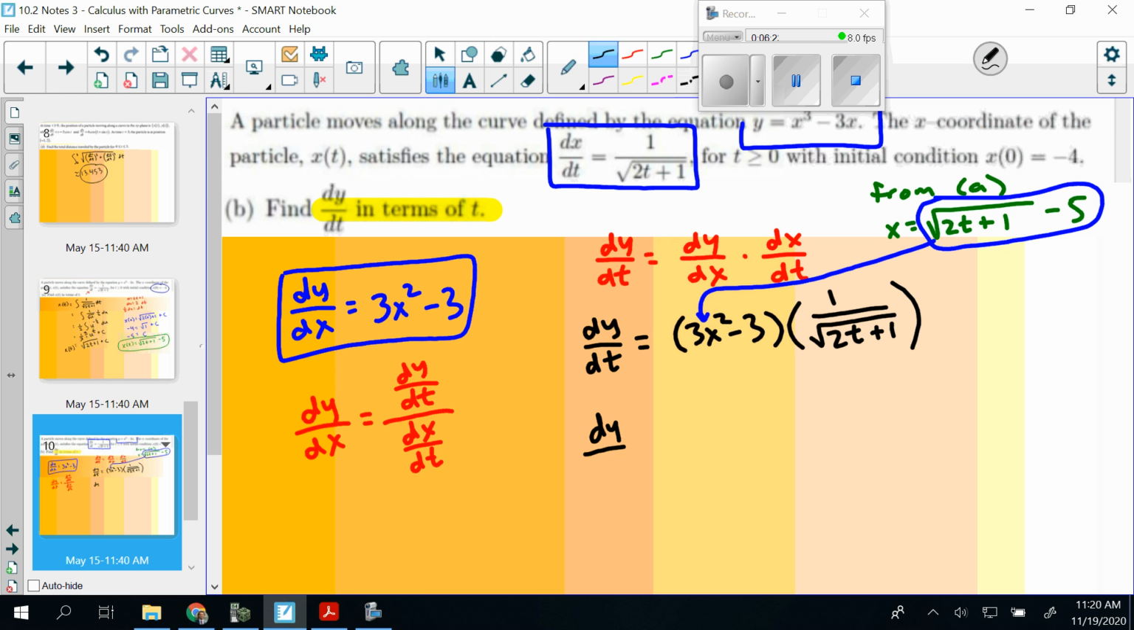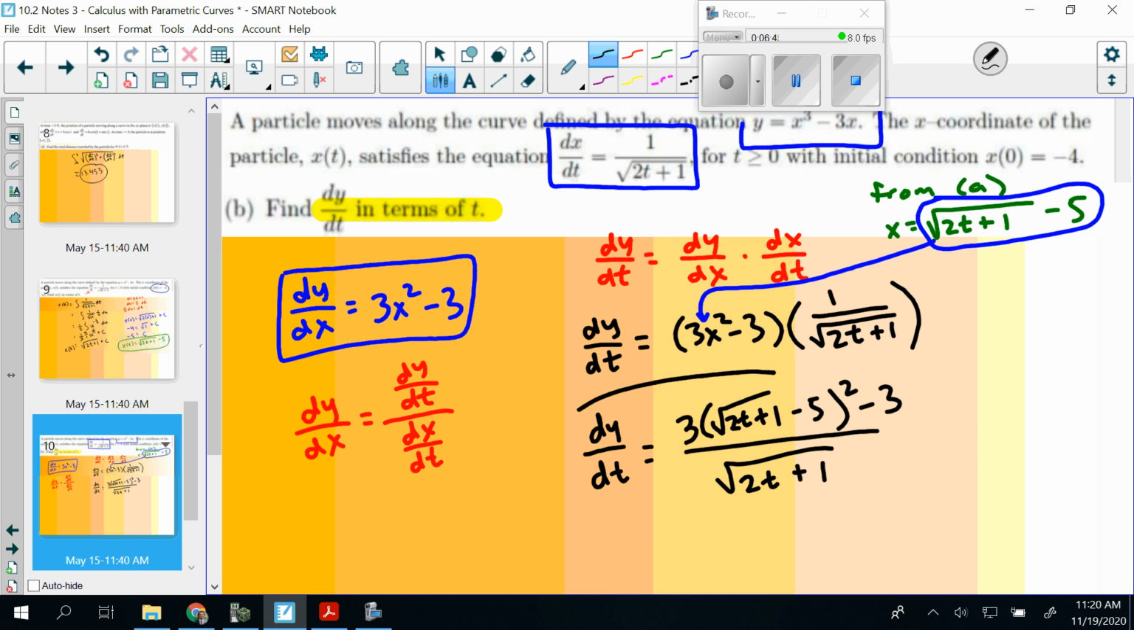So dy dt is going to be equal to, I'm going to make this into a fraction here. So it'd be 2t plus 1 on the bottom. On top, we're going to have 3 times what we're substituting in here, squared, minus 3, and what we're substituting in is the square root of 2t plus 1 minus 5. And that would be our dy dt.